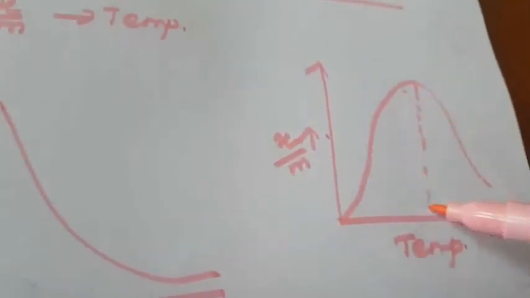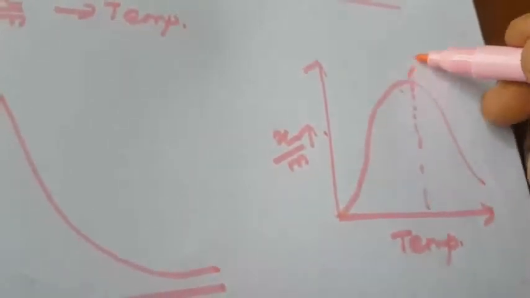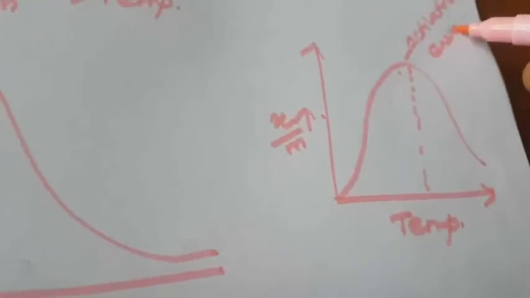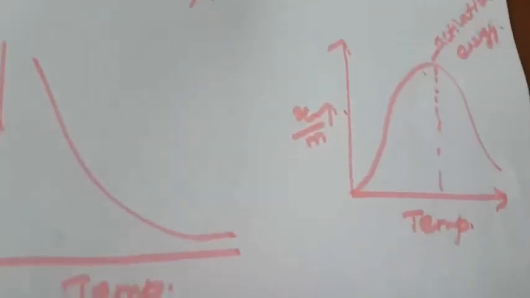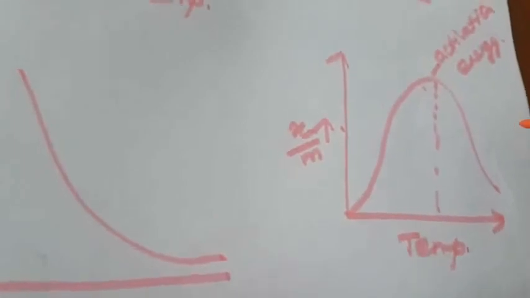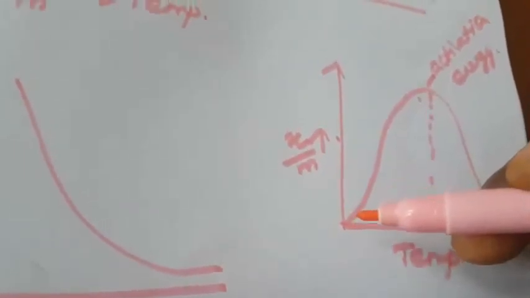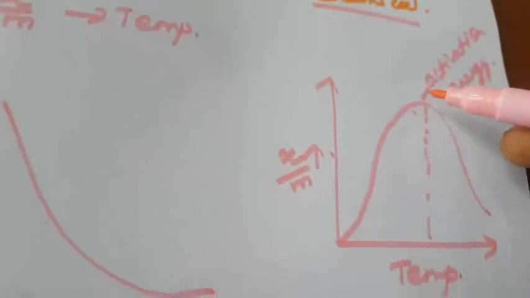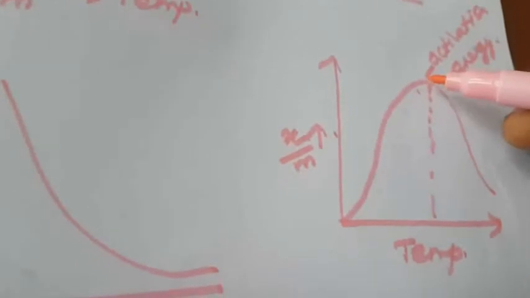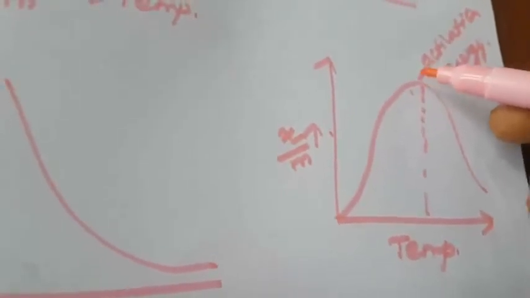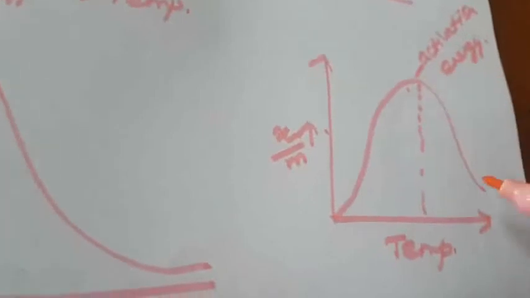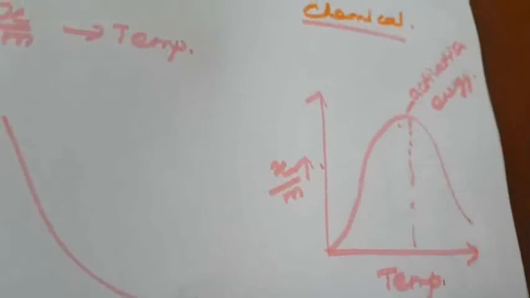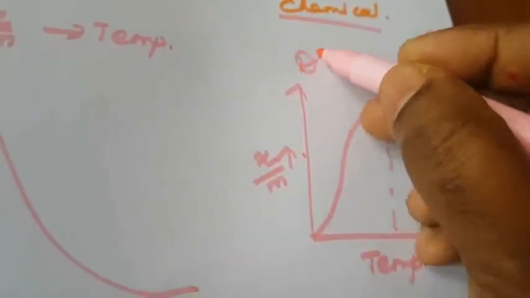This point is called the activation energy. What is meant by activation energy? During the formation of any chemical bond, it requires some amount of energy, so the temperature increases. The molecules are bonded with the substance, so they are adsorbed. At a particular point, that energy is called the activation energy. After some time, as the temperature increases again, the adsorbed molecules start to desorb. This process is called desorption.